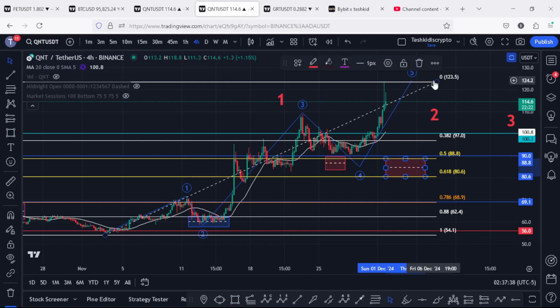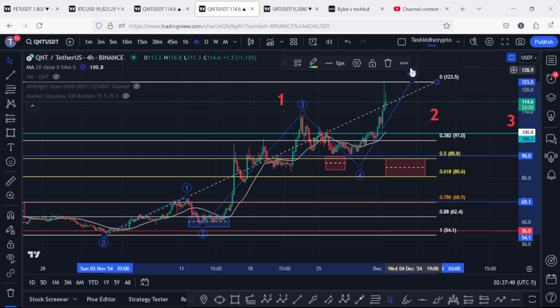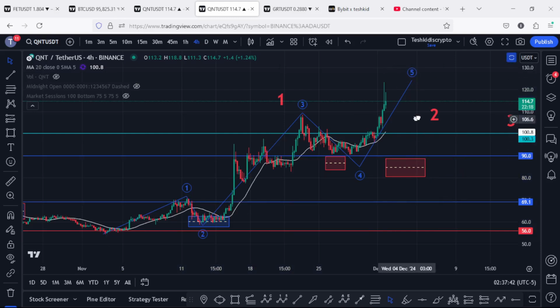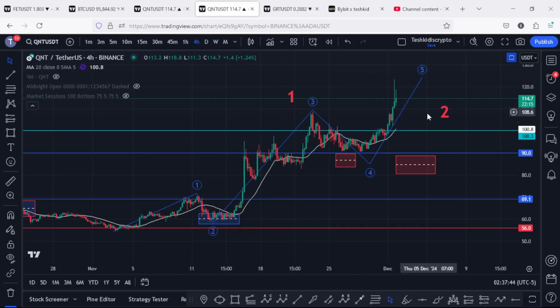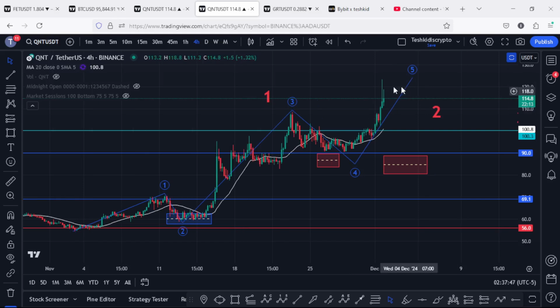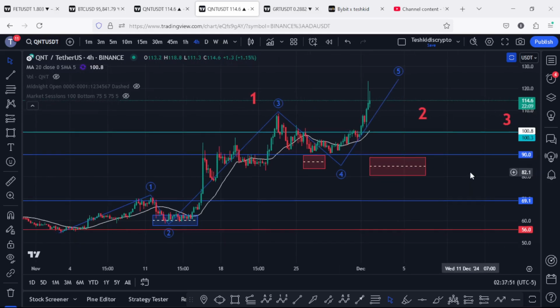So that is a very significant area that we need to pay attention to in the next coming hours. In case of any sudden pullbacks, losing significant key areas of support, then this is the area to watch out for. So that is the price action that I'm expecting here on the QNT chart on the short term and also on the long term. And let's be patient and see how that plays out. And I will be keeping you up to date.